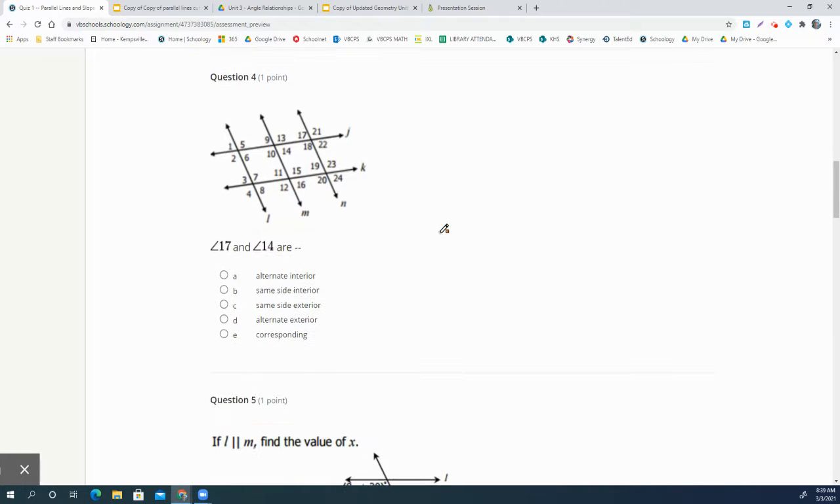How about question 4, 17 and 14? 17 and 14. I like the alternate. They're connected by J, so that's the transversal. They're definitely alternate, so they're not same side and they're not corresponding. Are they inside or outside these parallel lines of M and N? Inside. So alternate interior.